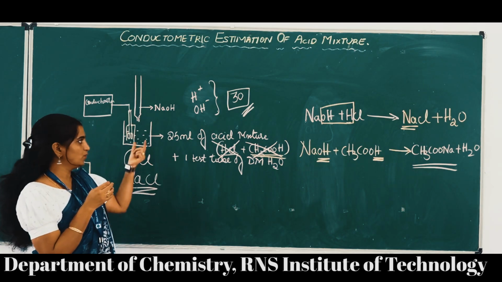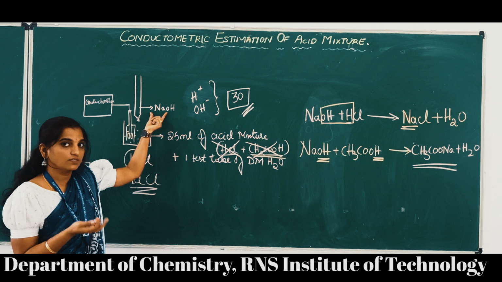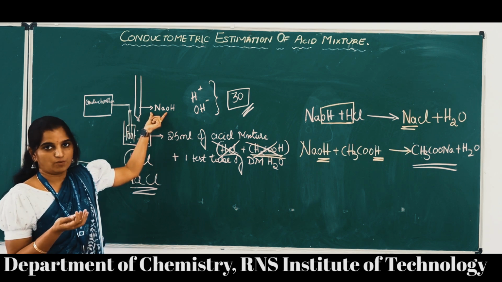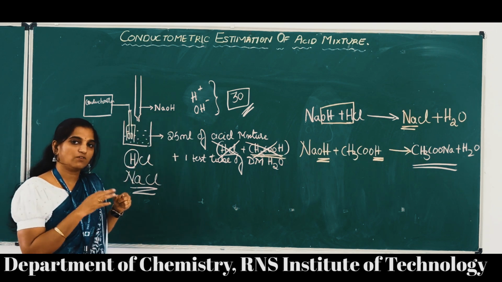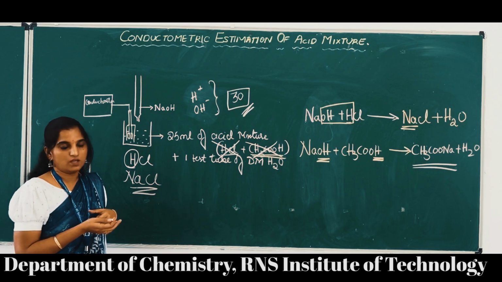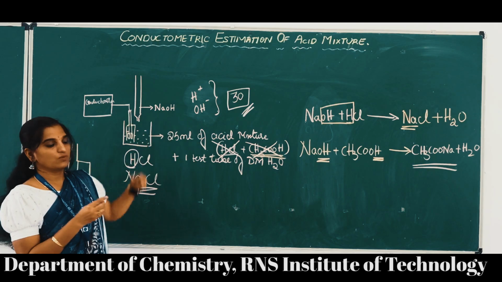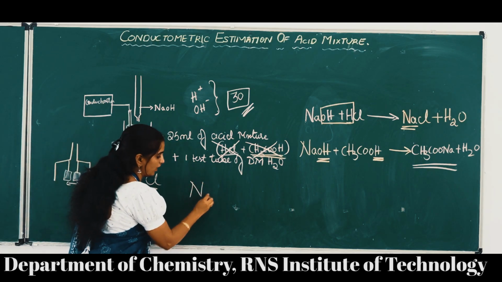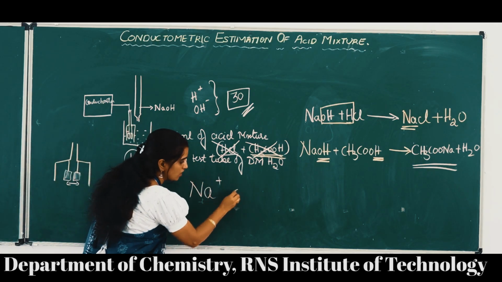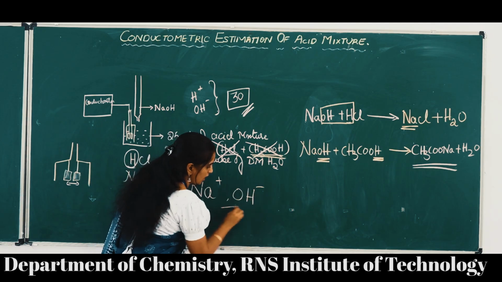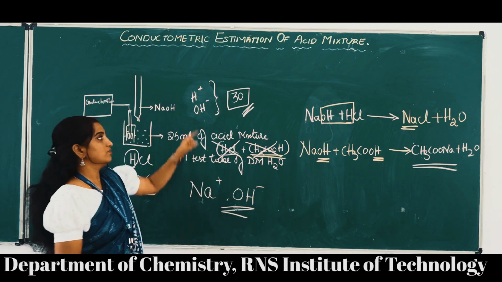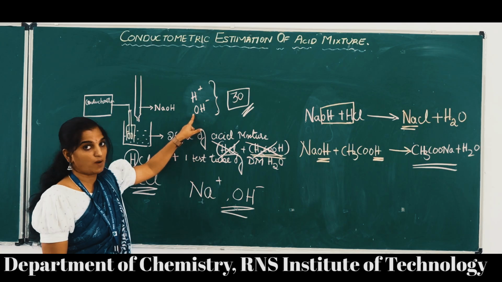So we are going to continue the titration. We will be adding the titrant in increments of 0.5 ml. That means add 0.5 ml of NaOH, wait for 2 seconds, note down the reading. What is happening while continuing the titration? We will be adding just the NaOH. NaOH means there are Na plus ions and OH minus ions. I have told you initially that the OH minus ions are highly mobile ions.